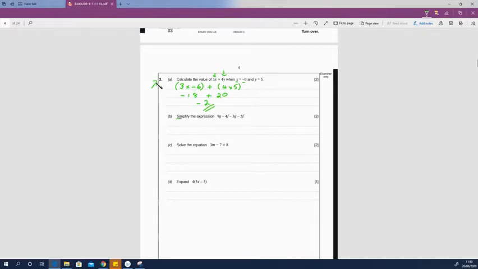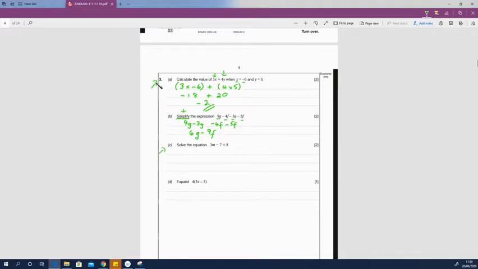Part B asks us to simplify the expression 9g minus 4f minus 3g minus 5f. What we've got to do is collect all the g's together and collect all the f's together, and that's what simplify means. So let's collect the g's together. We've got 9g minus 3g. And then we've got minus 4f minus 5f. So 9g minus 3g is 6g. Minus 4f minus 5f is minus 9f. And that's the answer to that question.